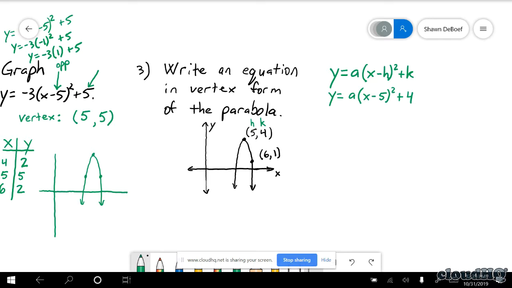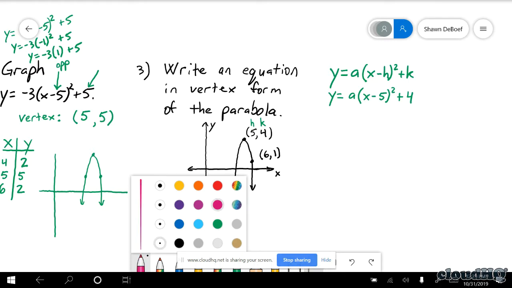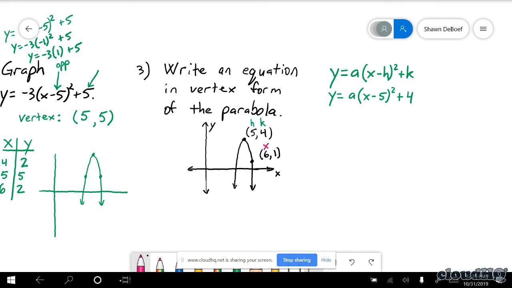We need to identify what a is, and I did not give you a. What I did give you, though, is another ordered pair. It's not a significant one. It's not the vertex. It's just an x and a y. So plug those numbers in for x and y, and only temporarily until I figure out what a is. But plug 6 in for x and 1 for y. So notice everything now has been plugged in except for the a, which means I will be able to identify what a is.